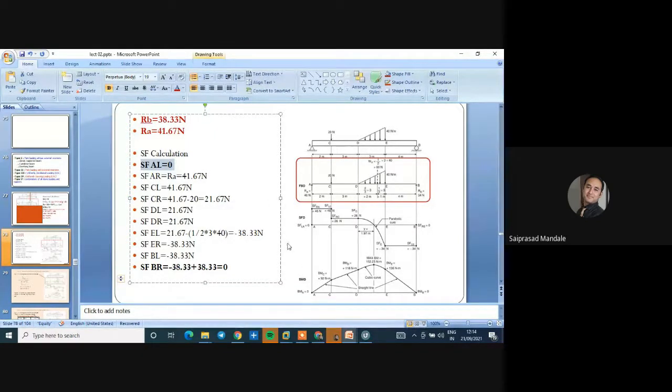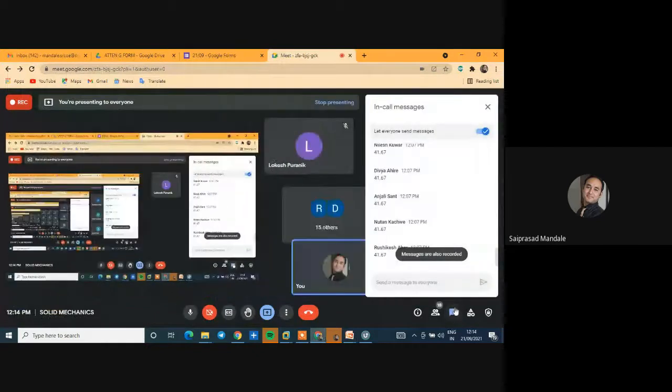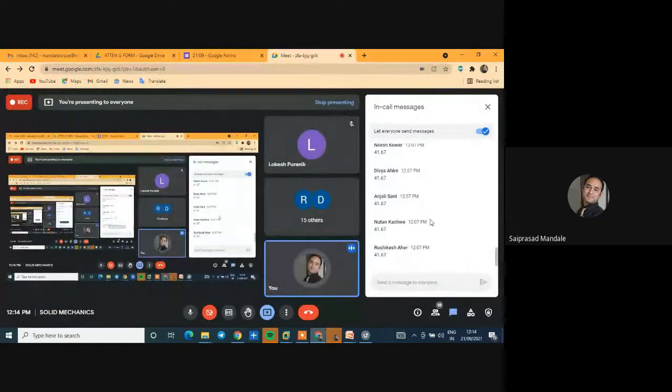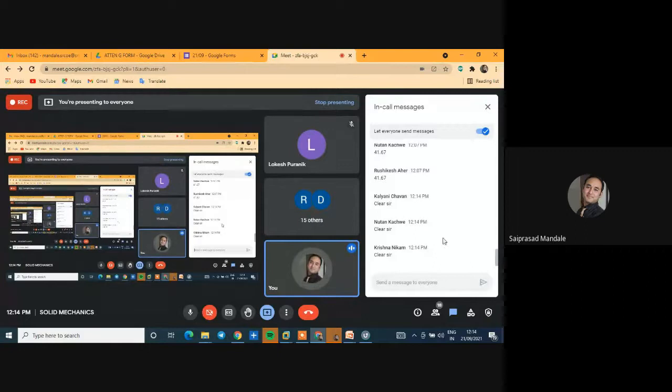This is the SF calculation. So I guess reaction calculation and shear force calculation are clear to everybody. If it is clear, then just give me an instant reply in the chat box. Clear. Very good. Nutan, Katsur, Rishikesh, okay, very good. Now I guess the confidence of each one of you is very high, as you are giving a quick, fast reply. Very good.